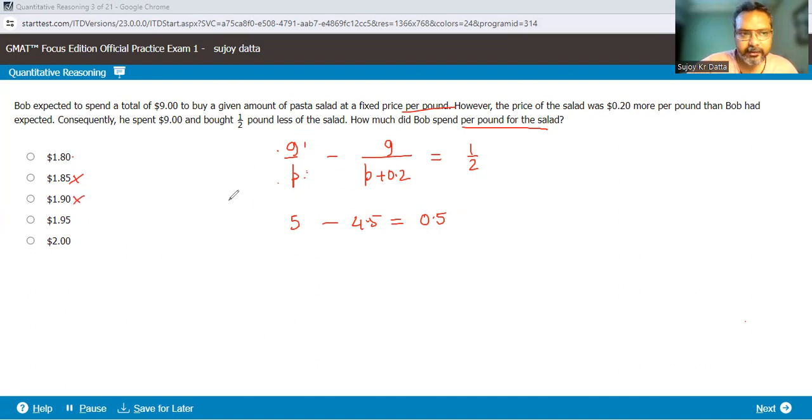1.9 is not divisible by 19. 1.95, that's 13 basically. It's a multiple of 13, right? 13 times 15, 195. It's not, 13 is not there. 2 could have been, but then 2 will make this 2.2 and 9 is not divisible by 2.2. So any of these should not be the answer. So this is perfectly fine.